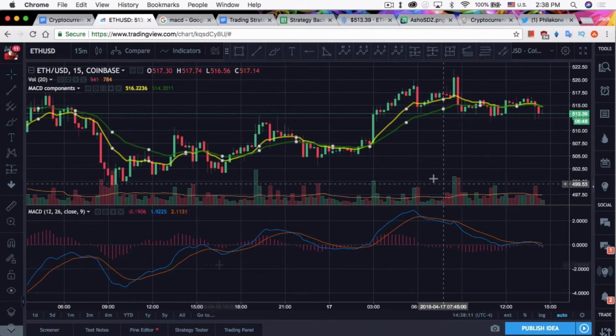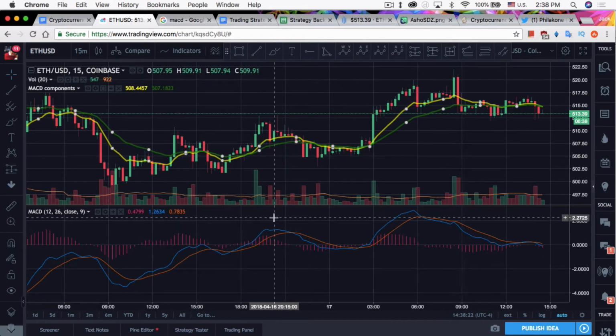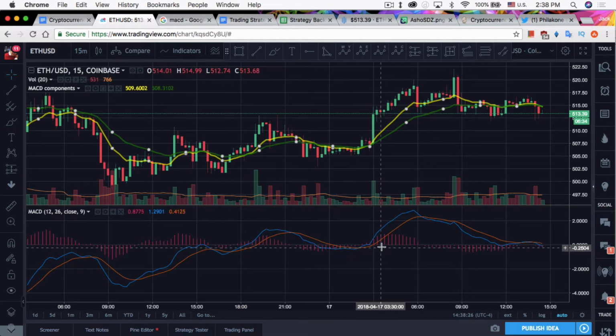So what's going on? Again, these two lines, the yellow and green, actually combine to make that one blue line, the MACD. And then the orange line is actually a signal line. The signal line is actually the 9-day EMA, and that's a much faster moving line.